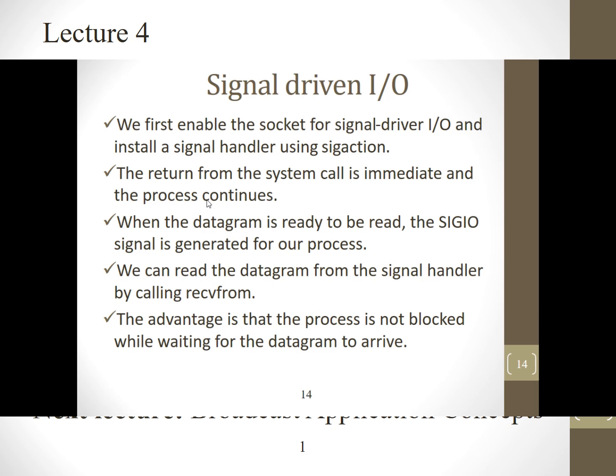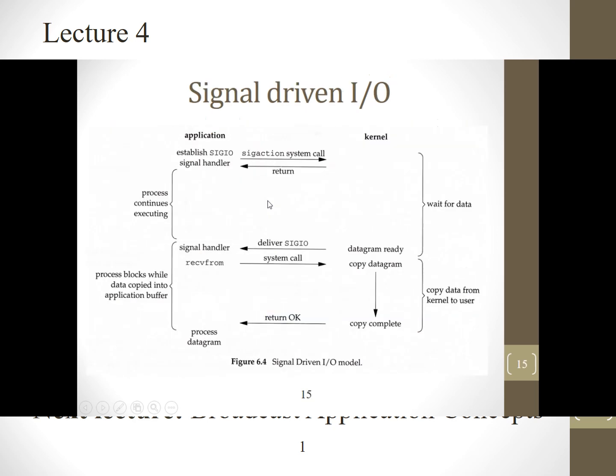Let's look at the diagram and we understand better. In the diagram, we establish SIGIO by calling the sigaction system call. This sigaction system call goes to the kernel side, installs the signal handler and returns immediately.